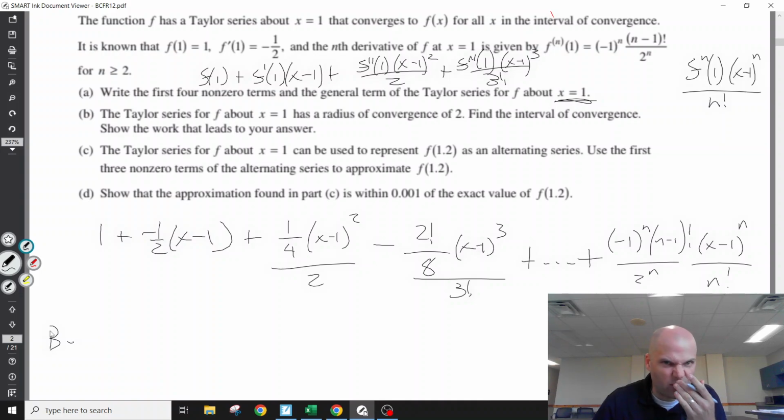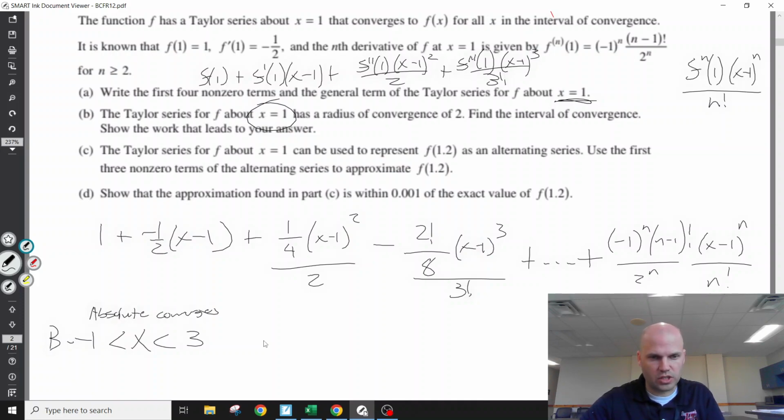Part B, you kind of have a lot of what you need. You don't have to use the ratio test. They tell you what the radius of convergence is. Radius of convergence is always centered around 1. So that means we're talking about going up to 3, or possibly down to -1. So this is absolute convergence. So we just need to check our endpoints.